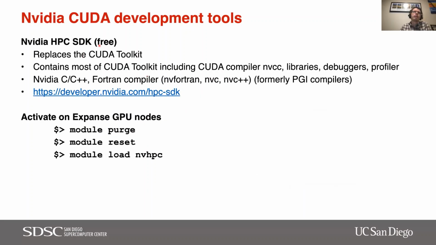Then we also have the NVIDIA HPC SDK, which basically replaces the CUDA toolkit. It contains most of the toolkit, including the libraries, the NVCC compiler, debugger, and profiler. It also contains the NVIDIA C, C++, and Fortran compilers. They're called NVFortran, NVC, and NVC++, and those are basically the compilers that used to be PGI compilers. So those are good compilers, and you can get that for free from here. If you want to load the NV-HPC SDK, you just say module load NV-HPC instead.